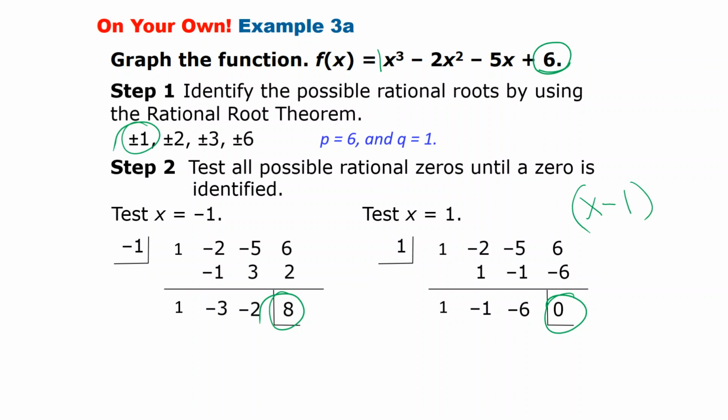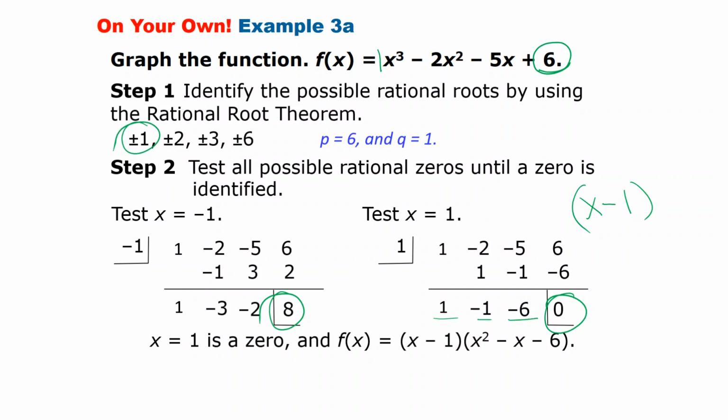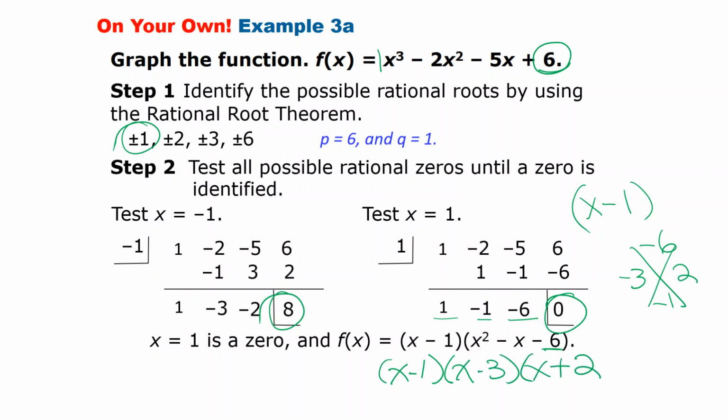All right, now notice here that I have x squared minus 1x minus 6. Let's see if I can factor that out a little bit more. Two numbers that multiply together to get -6 and add together to get -1. Well, that's easy. It's going to be -3 and 2. All right, so we're going to end up with x minus 1 times x minus 3 times x plus 2.